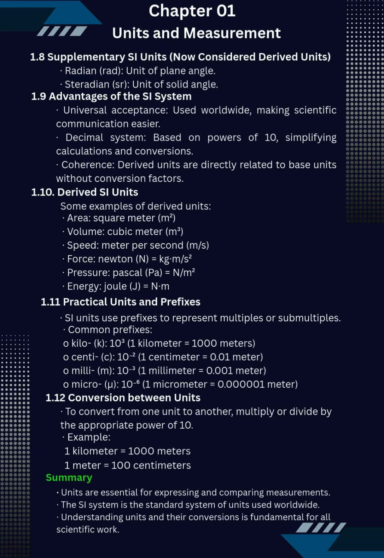Conversion between units: to convert from one unit to another, multiply or divide by the appropriate power of 10. Example: 1 kilometer equals 1000 meters. 1 meter equals 100 centimeters.